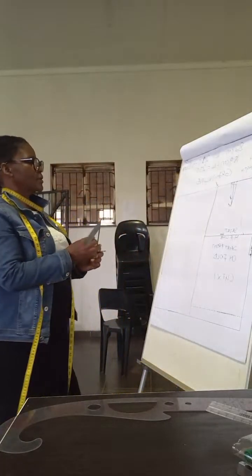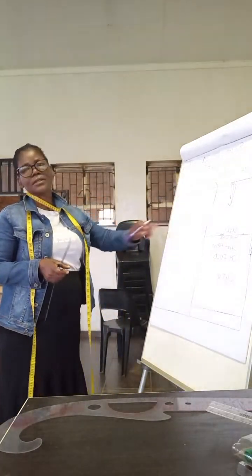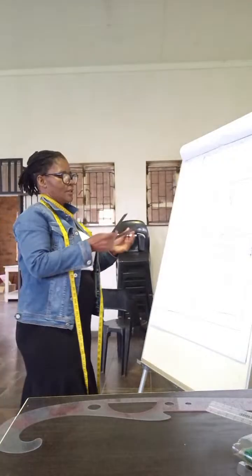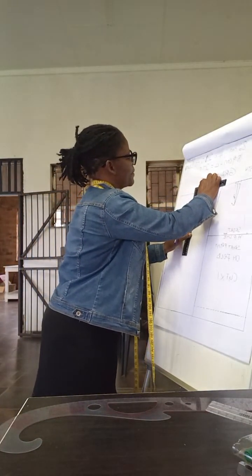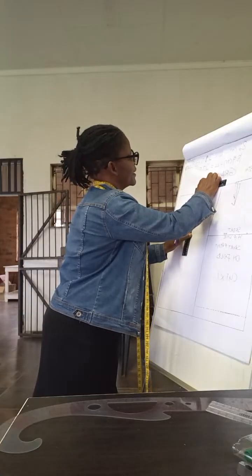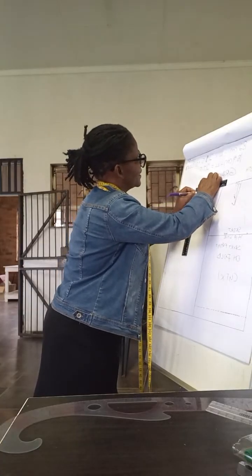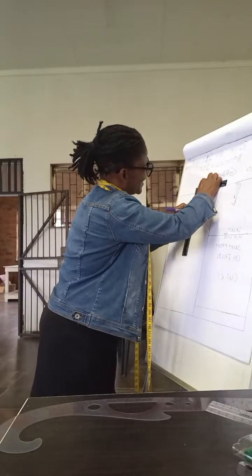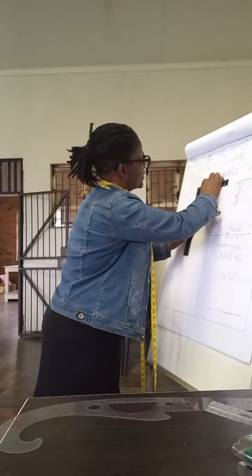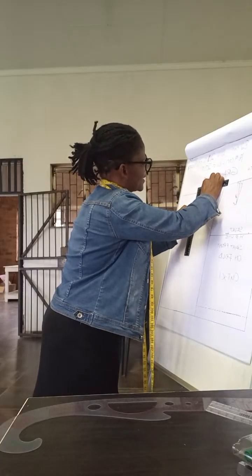How long did you go down for your dart? 9 centimeters. You are a teacher, you must explain. I've explained to you. Eh, what kind of a teacher is this one? Square the dart. She's squaring.